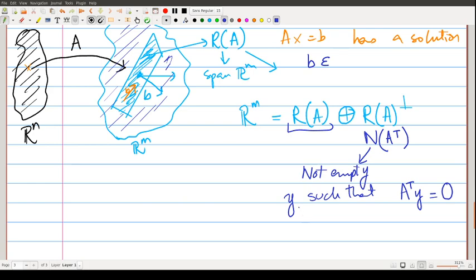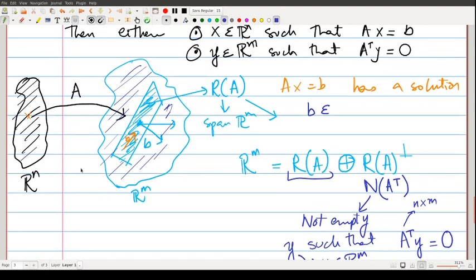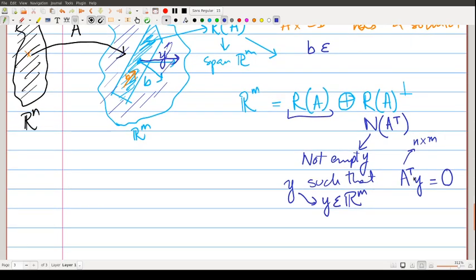And of course y then must belong, because A is an m by n matrix, then A transpose is an n by m matrix, then y is an m-dimensional vector. So there must be some vector y, something like this, coming exactly orthogonal in a way to this entire plane, such that we have A transpose y equals 0. So what we're essentially saying is that the null space of A transpose is not empty, right?